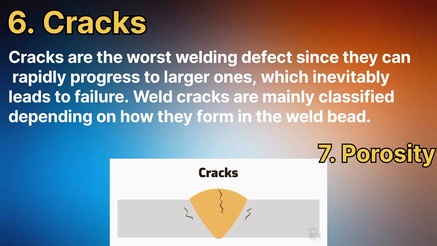The sixth weld defect is cracks. Cracks are the worst welding defect since they can rapidly progress to larger ones, which inevitably lead to failure. Weld cracks are mainly classified depending on how they form in the weld bead.